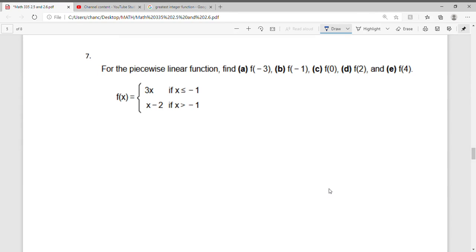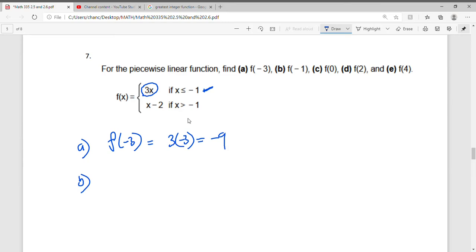Question 7, for the piecewise linear function, find f of negative 3, f of negative 1, f of 0, f of 2, and f of 4. We'll start with part A. What's f of negative 3? We know that negative 3 is less than or equal to negative 1, so we'll plug it into the first part of the function. We have 3 times negative 3 equals negative 9. F of negative 3 equals negative 9.